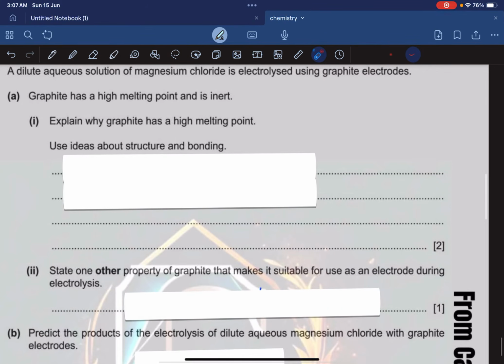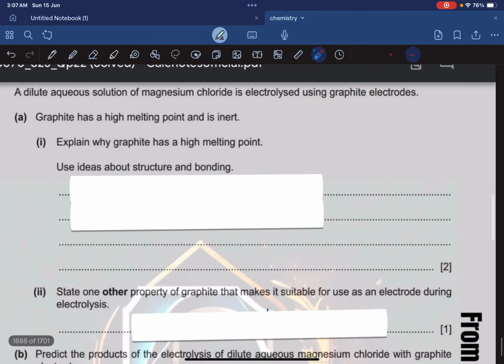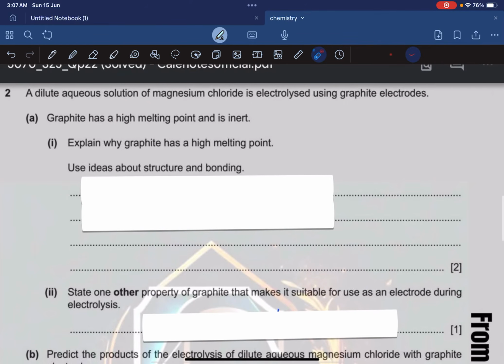A dilute aqueous solution of magnesium chloride is electrolyzed using graphite electrodes. What kind of solution are we dealing with over here? We're dealing with magnesium chloride and it's an aqueous solution. We have an aqueous solution of magnesium chloride and we're electrolyzing it using graphite electrodes. First thing, very important, we're not using reactive electrodes. We're using graphite electrodes. That means the electrodes won't take part in the reaction. So what is going to be the electrolysis of this thing?